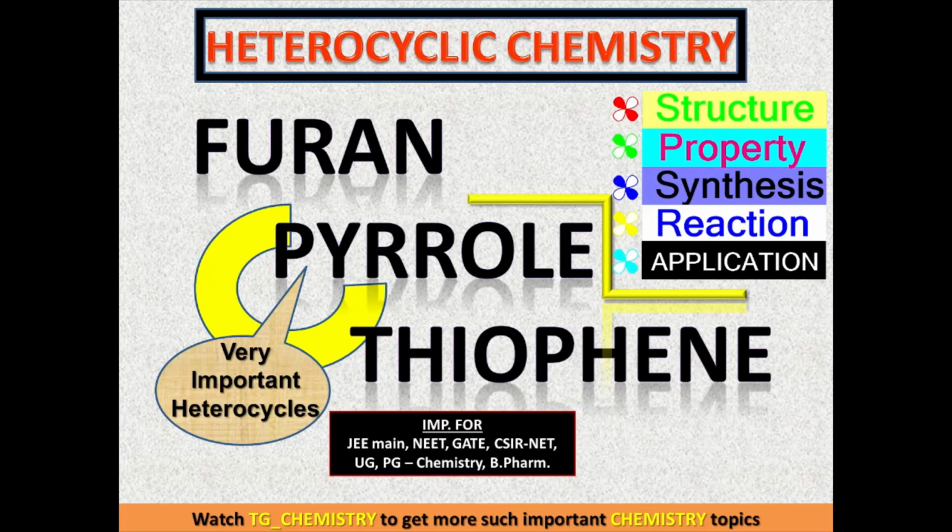So I'm here with another unit of heterocyclic chemistry, and today I'll be talking about very important heterocycles, five-membered aromatic heterocycles in major, that is, as you can see, furan, pyrrole, thiophene. Those three heterocycles are very important as they are found in numerous bioactive molecules, pharmaceutical molecules, and natural products as well. Today I will talk about their structure, property, their synthesis, reaction, and their applications in the synthesis of drug molecules.